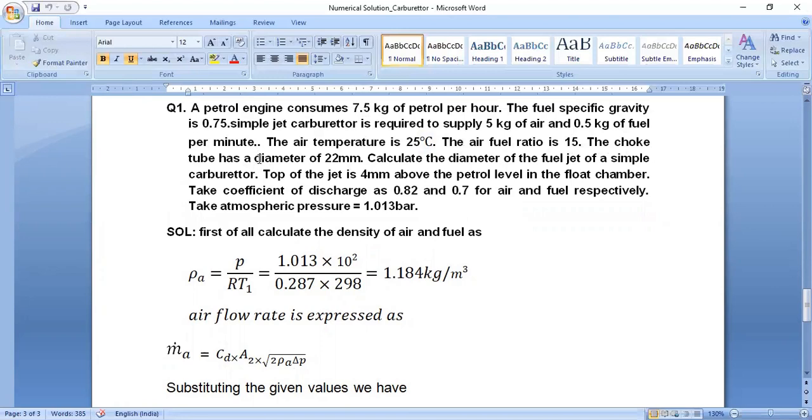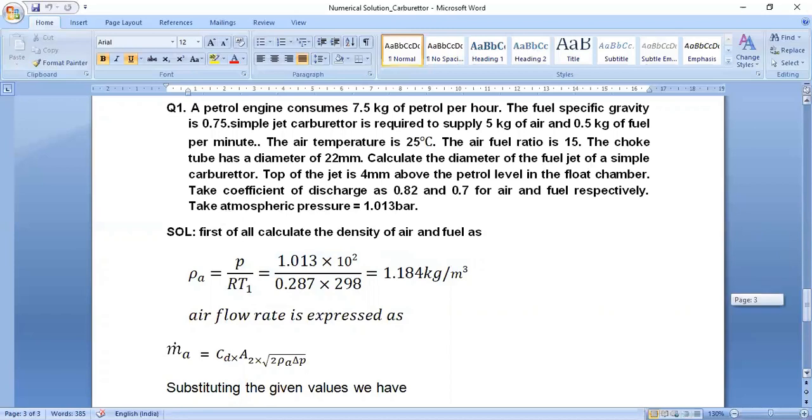The choke tube has a diameter of 22 mm. Choke tube diameter is given, throat diameter is given. Calculate the diameter of the fuel jet of a simple carburetor. Now, top of the jet is 4 mm above the petrol level in the float chamber. So in this case, nozzle tip is given. The height of the nozzle tip is 4 mm. Take coefficient of discharge as 0.82 and 0.7 for air and fuel respectively. Take atmospheric pressure equal to 1.01.